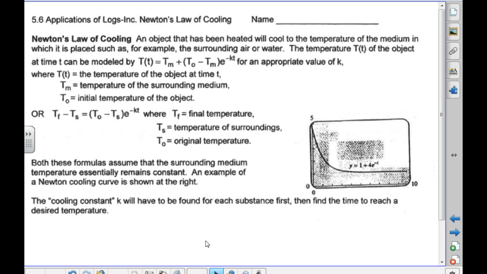Okay, so Newton's law kind of ignores that fact, and it assumes that the surroundings stay the same temperature. I just want you to be aware that it's kind of like when we say ignoring friction or something when we're doing physics stuff, okay? Not everything's going to be 100% accurate that we predict here.